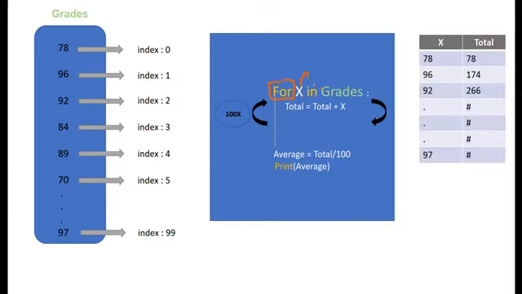Now, the third part is the in keyword. So for x in, and the fourth part is the list that we want to loop through, or simply the data structure that we want to loop through. In this case, it is the grades list. You see, it's the name of the list here.